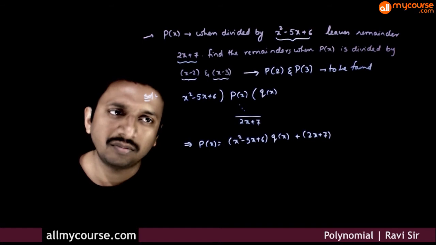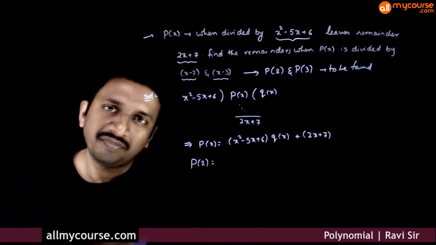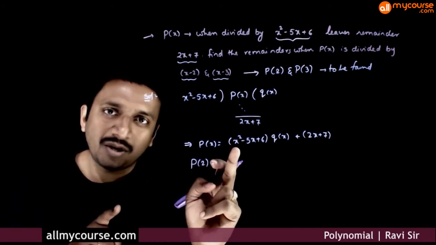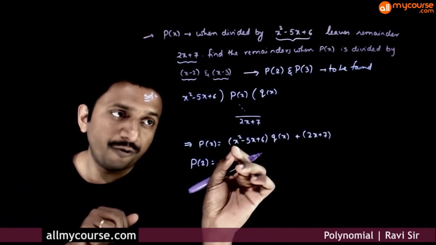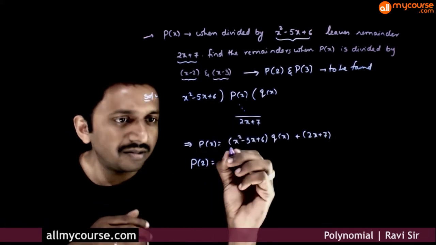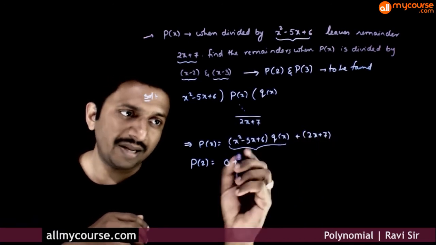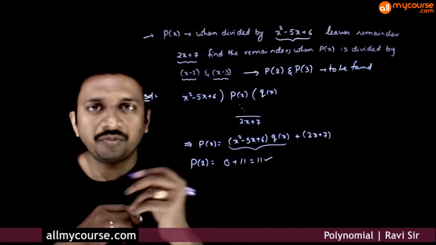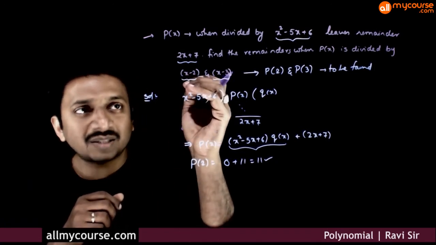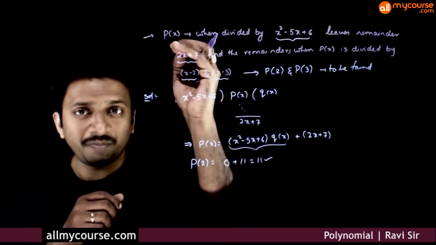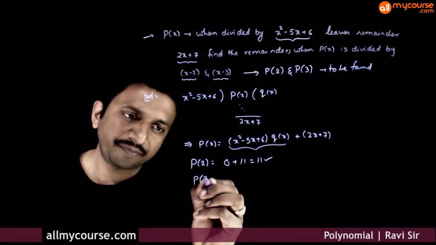How do you find p of 2? Simply by putting x is equal to 2. So what is p of 2? If you are putting x is equal to 2 here, because x minus 2 is a factor of this, the whole part becomes 0. Because 4 plus 6 minus 10 is 0. So this part becomes 0. So 0 plus 2 into 2 is 4, plus 7 is 11. So p of 2 is equal to 11. That means the remainder when the function p of x is divided by x minus 2 is 11. Similarly, what is p of 3?